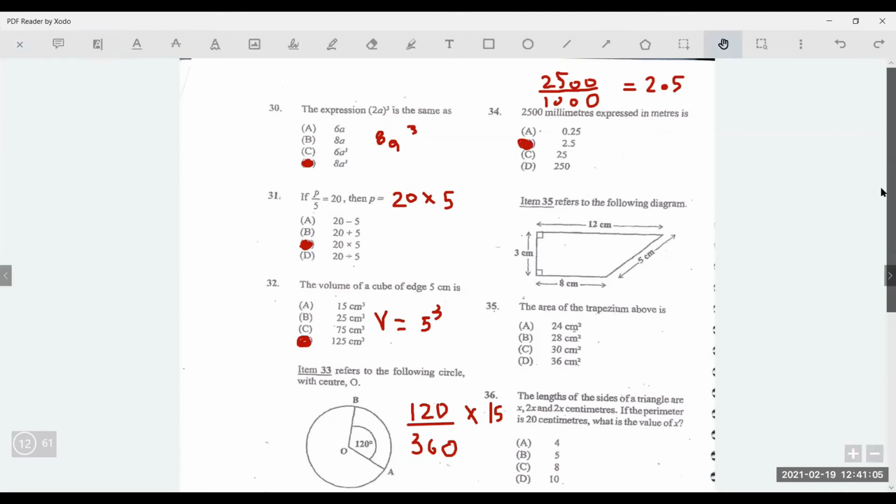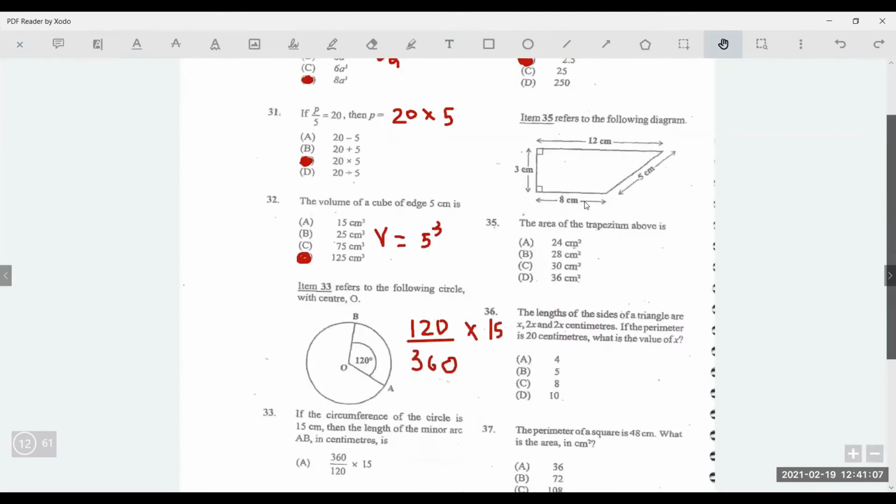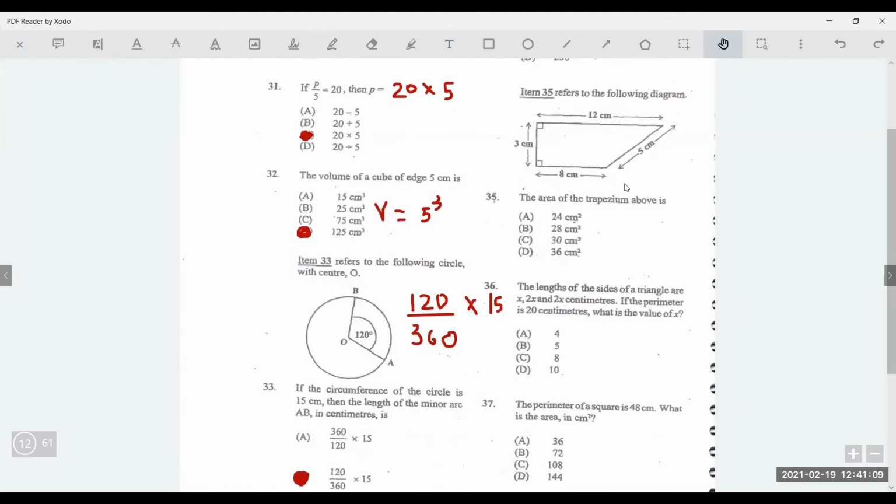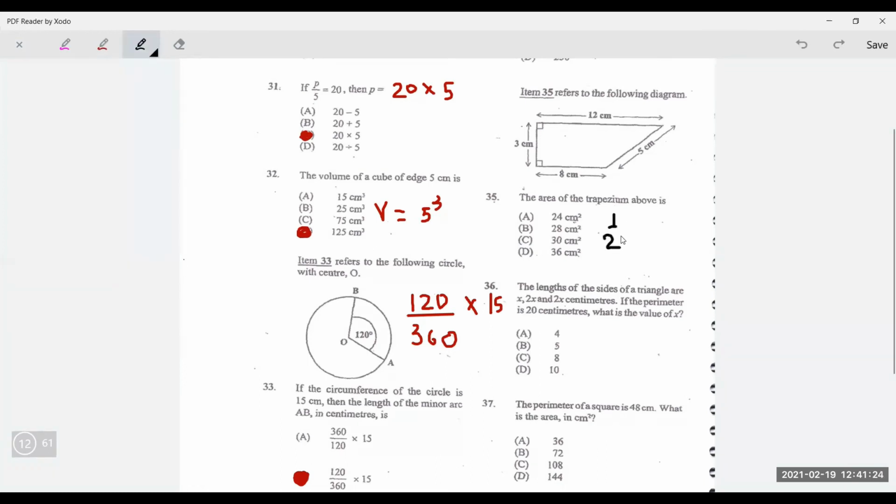Question 35 says, the area of the trapezium above. Look at this trapezium. They give you the height and the two parallel sides. You need to find the area. Area for a trapezium is equal to half the sum of the parallel sides, which is half of 8 plus 12, then multiplied by the perpendicular height of 3.